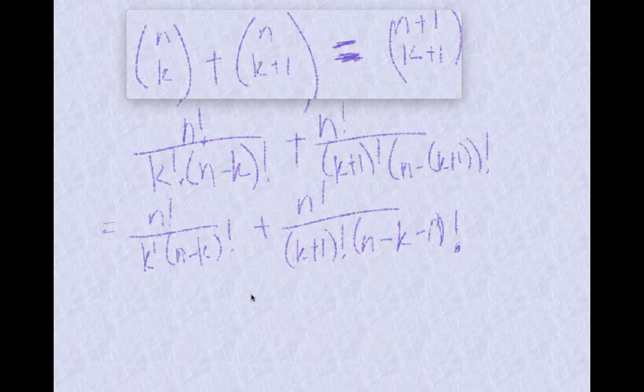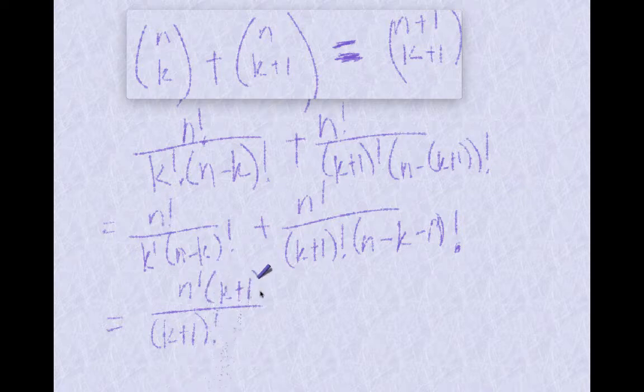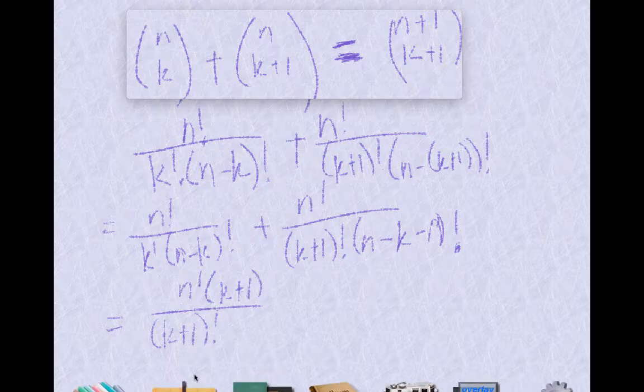If I'm going to add two fractions, I need a common denominator. I have a k factorial here, and I need a k plus 1 factorial. K plus 1 times k factorial is k plus 1 factorial. So I'm going to write k plus 1 factorial. I'm going to have it as soon as I put a k plus 1 up here so that I'm not multiplying by anything but 1. So I've put k plus 1 over k plus 1.